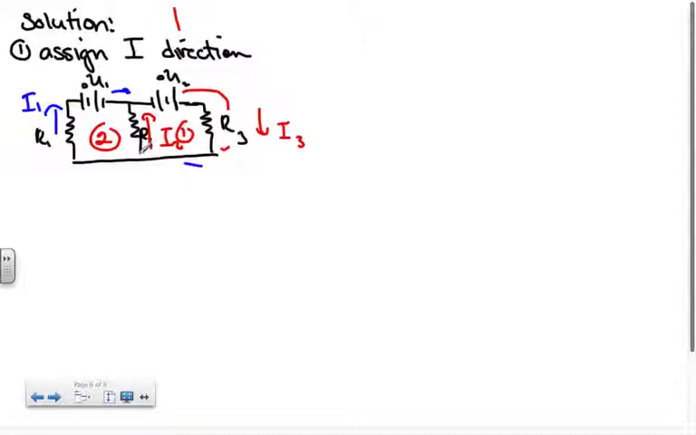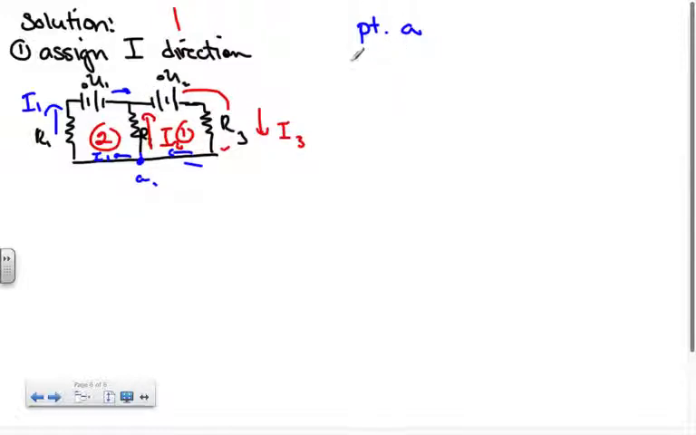So we have a node that forms here. We'll call that point A. So it's at point A. Now that we've formed the node, we can dictate the current law. Since I1 is going out, I2 is too, and so then I3 comes in. I3 comes in, I1 and I2 go out.